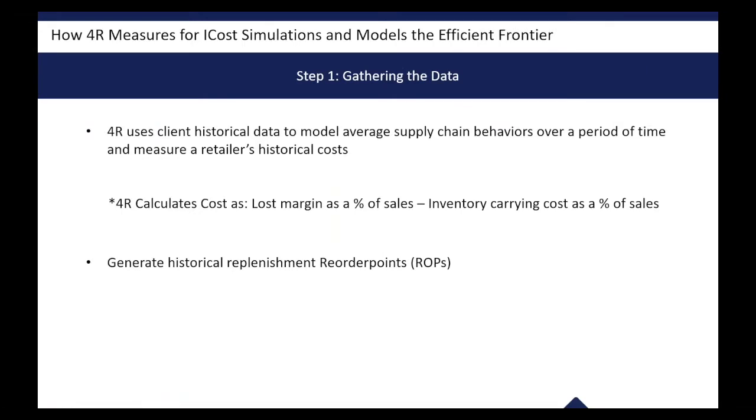Step one is gathering the data. When conducting an initial iCost simulation, we will first gather all the necessary data. We prefer at least 2 years of a customer's historical point-of-sale transaction history, along with inventory data and supply chain parameters, to then calculate the retailer's historical costs, which we then apply to generate historical 4R reorder points.